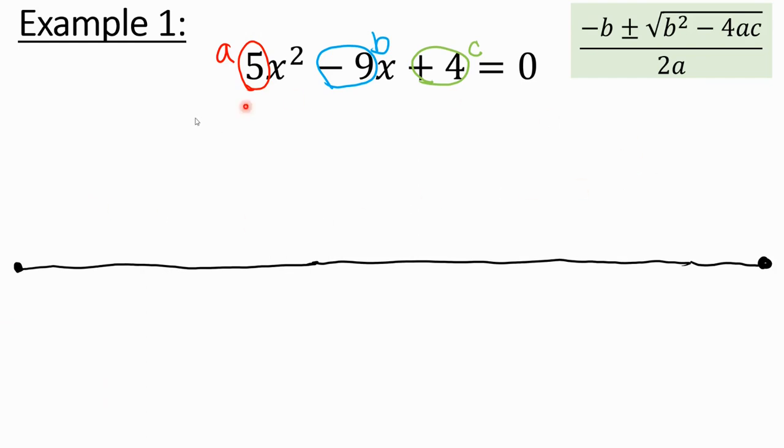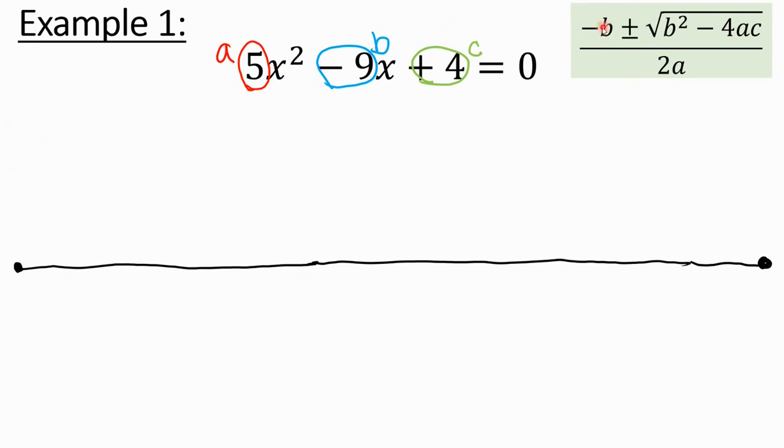Okay, so I'm going to do it the first time up here, and then I'll get one answer, then I'll do it the second time down here. So I'm going to go ahead and do it with the plus first. I'll do it with the minus second. So I'm going to plug each of these numbers in where A, B, and C are in this formula, and I'm just going to rewrite it down here.